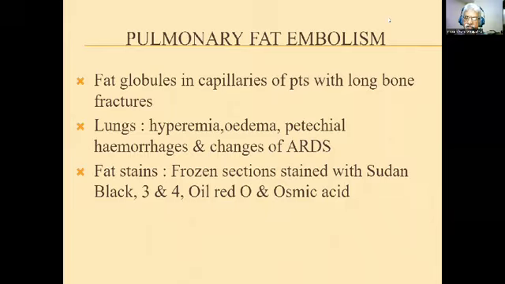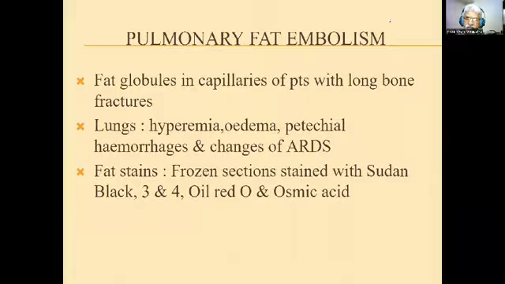So in the lungs, the picture we see is hyperemia, that is congestion, edema, small minute petechial hemorrhages, and changes of acute adult respiratory distress syndrome. This is a condition where even if oxygen is given, there is no response. There will be formation of membranes in the alveoli, so gas exchange will not take place.